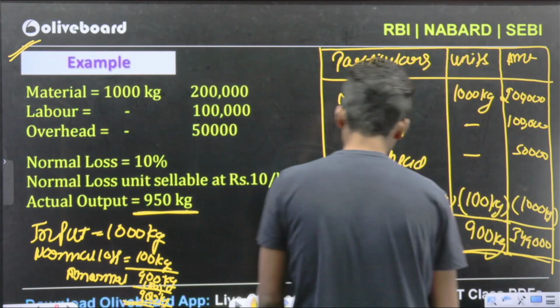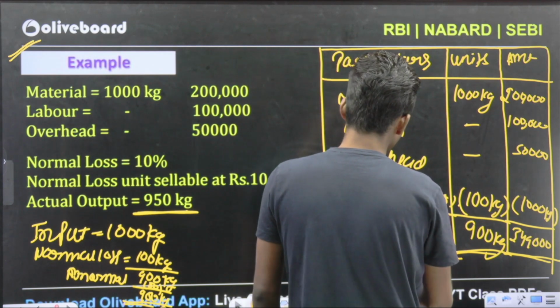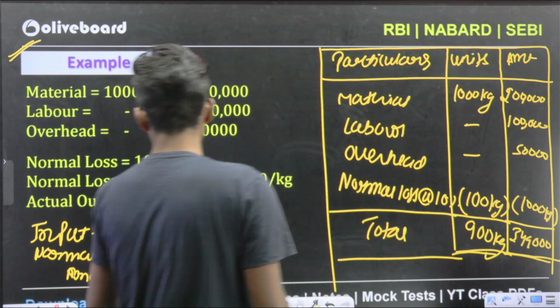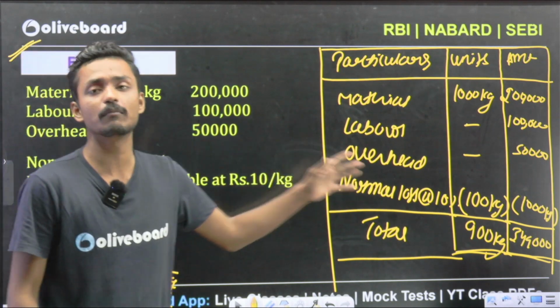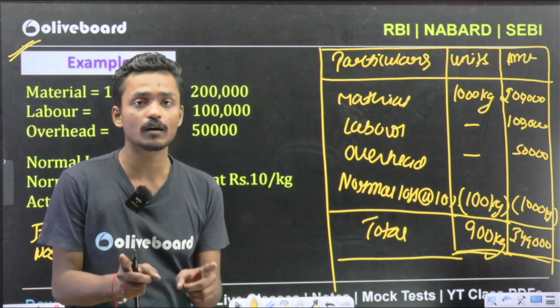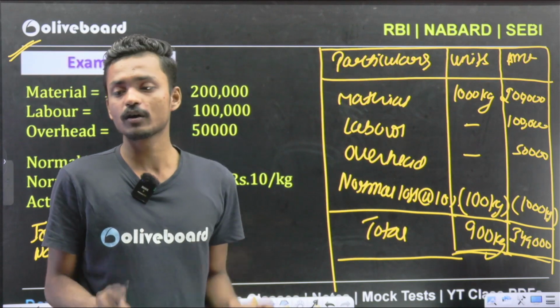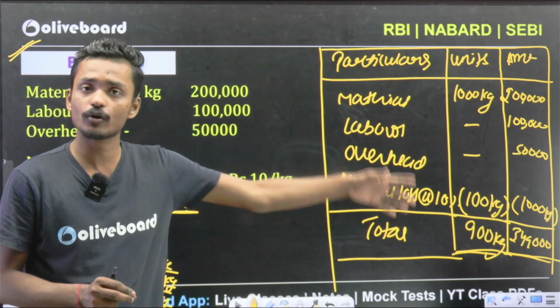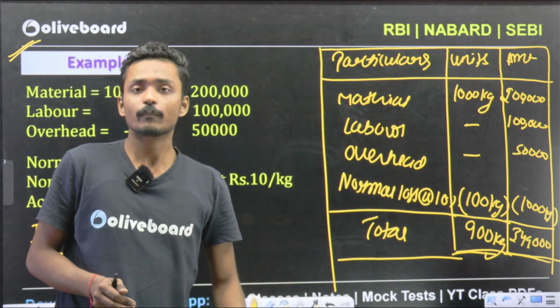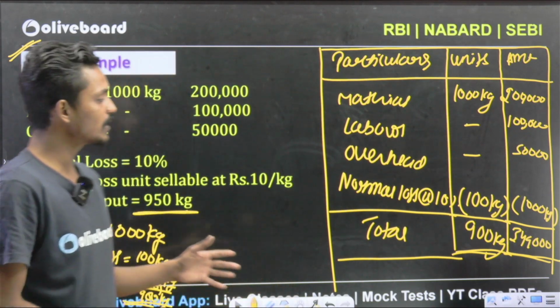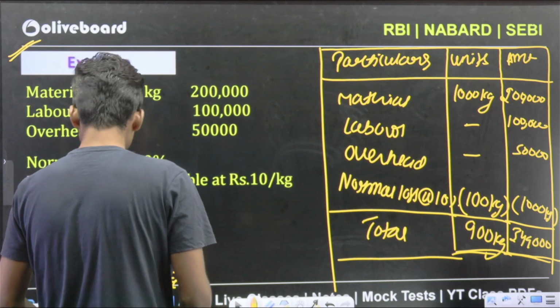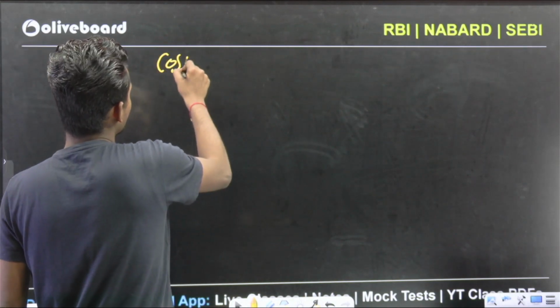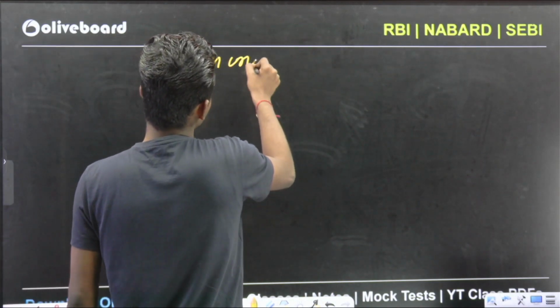But I am surprised that my actual output is 950 kg. Shall I consider the abnormal gain unit here? No sir, because when I consider the abnormal gain unit, my cost per unit will go down, and that is not fair. So that's why we transfer it to the costing P&L. Again I have to calculate the cost per unit here.